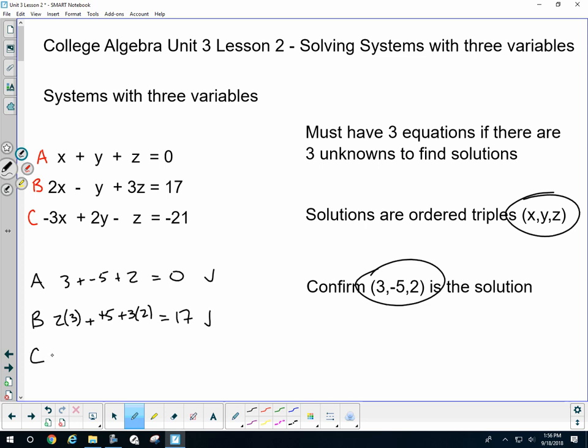And for C, I have -3 times 3 plus 2 times -5 minus 2. And does that equal -21? Let's see. -9 plus -10 is -19. Minus 2 is -21. So that works. So that is the solution. Confirmed. It works for all 3 of our equations.